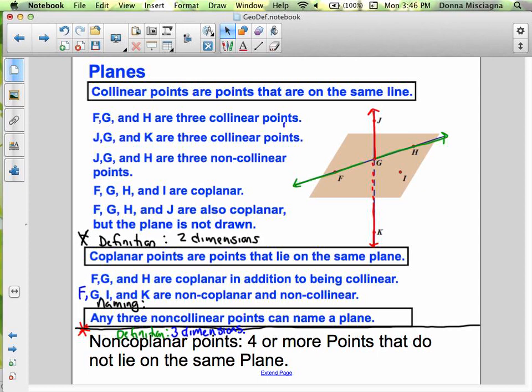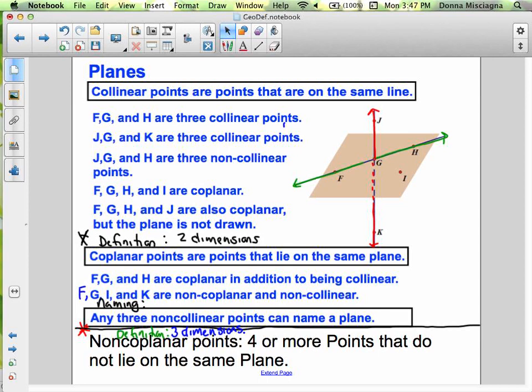So we talked about what collinear is. Let's talk about what coplanar is and non-coplanar is. So if you look in your notes, you have the word coplanar points. Under the word coplanar points, write in that that is 2 dimensions. So plane refers to 2 dimensions. Coplanar points are points that lie on the same plane. So that's what you're going to write in for a definition.